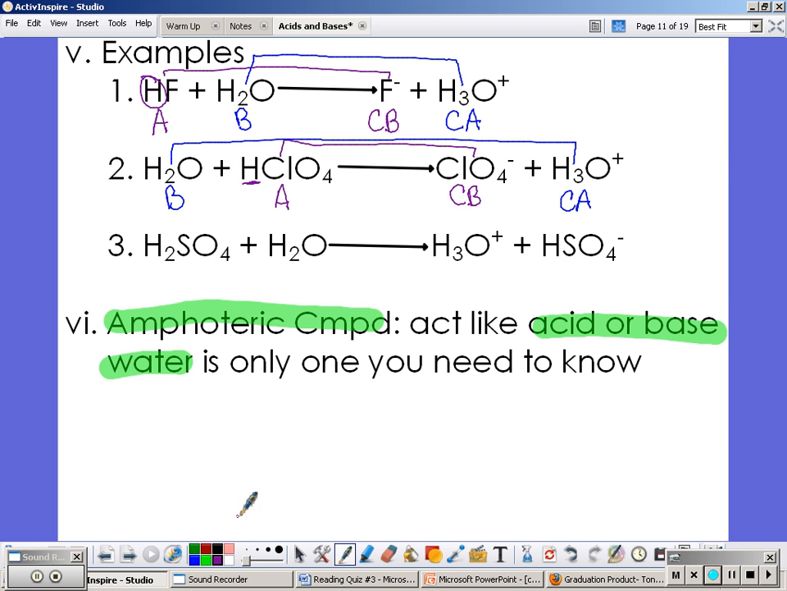Water is reacting with H2SO4. H2SO4 is an acid because it starts with a hydrogen. It loses one hydrogen at a time, so then it turns into HSO4-, and we would call that the conjugate base. So again, water is acting like a base and would go from H2O to H3O+, and that would be our conjugate acid. Now, even though in these three examples water is a base, water can act like an acid. So that's why it's important to know what it's reacting with.